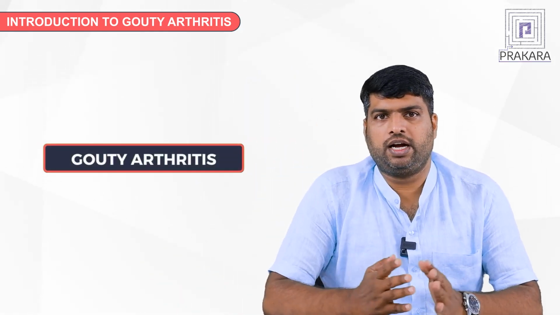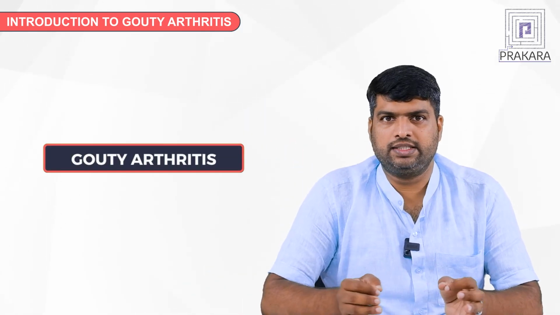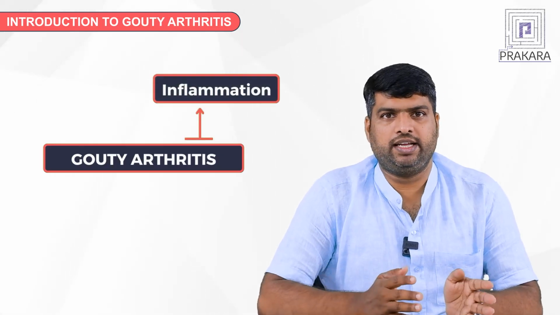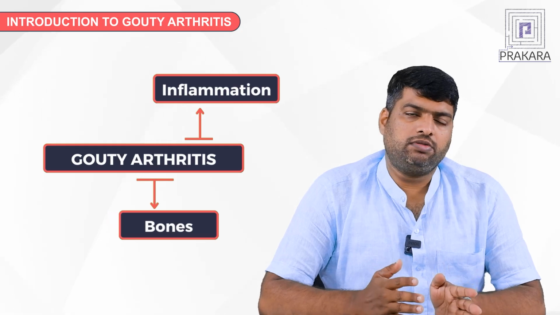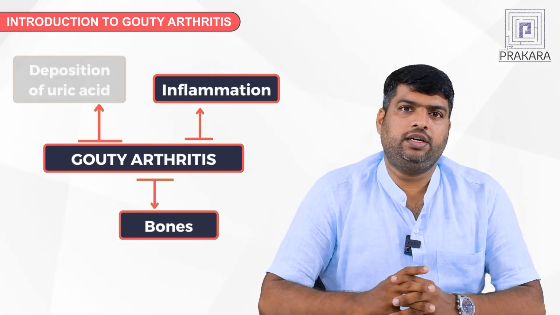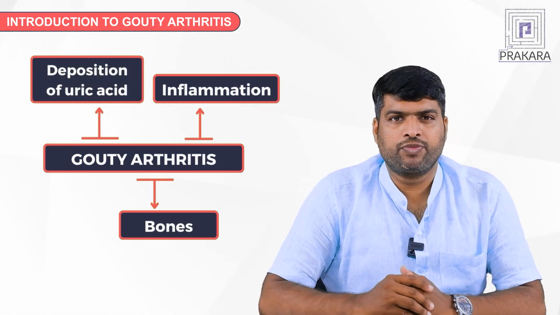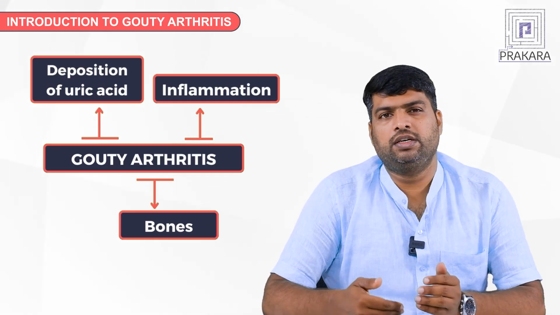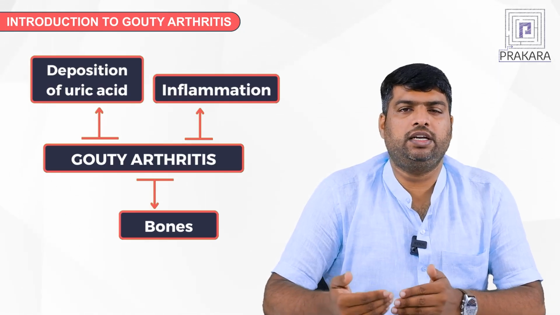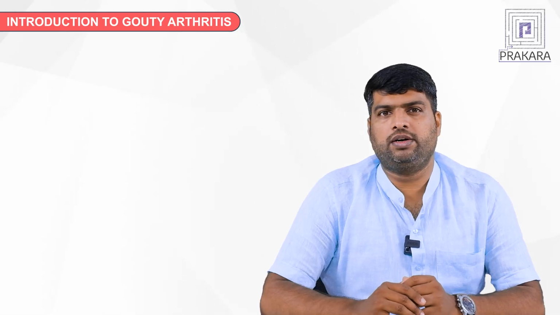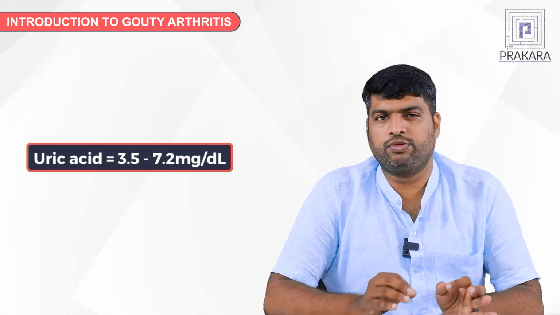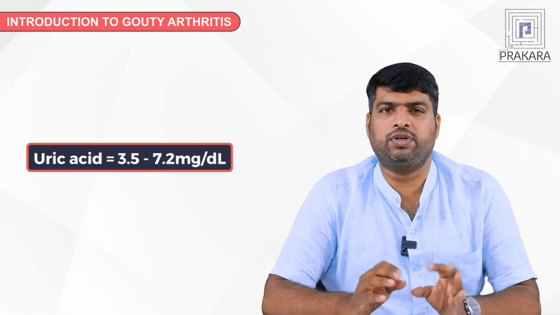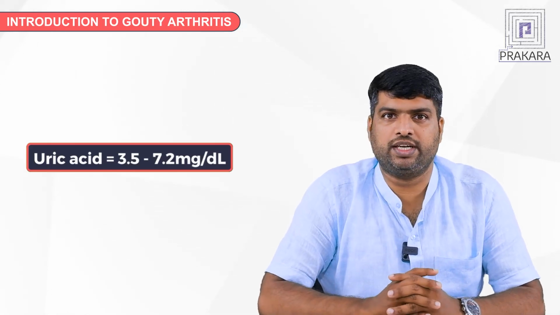When we are speaking about gouty arthritis, we have to divide the term. ITIS is nothing but inflammation. ARTH is associated with the bones or the joints. And gout is associated with the deposition of uric acid, or an increase in the uric acid levels in our body. Normally the range of uric acid is 3.5 or 3.8 to 7.2 mg per deciliter. This is the normal range of uric acid in our body, guys.